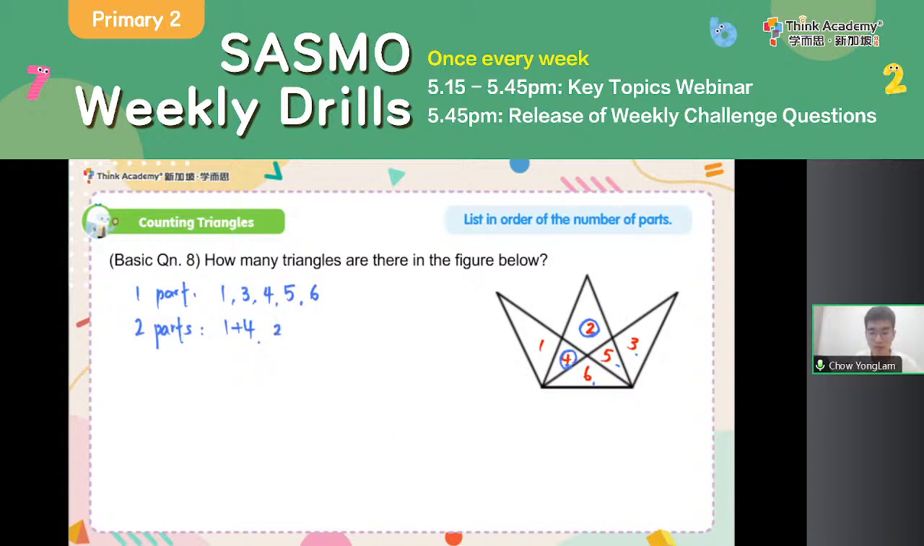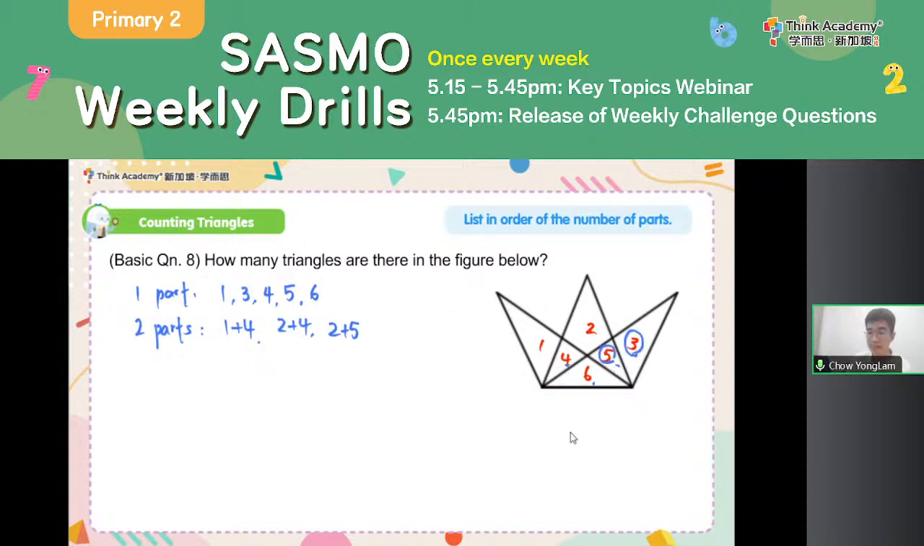Other than 2 and 4, what else? There's also 2 and 5, right? 2 and 4, just now I formed one triangle. 2 and 5 forms a triangle. What else? 2 cannot, so let's look at 3 instead. 3 and who can form a triangle?